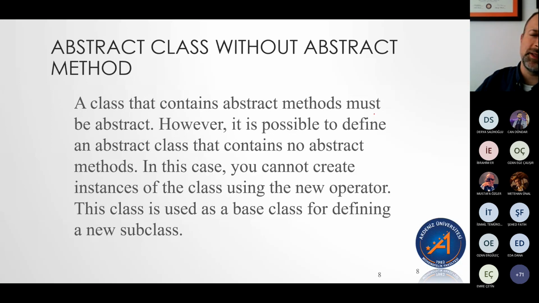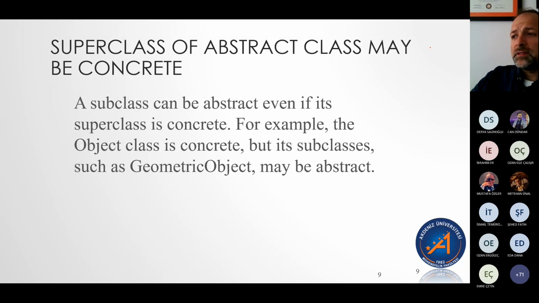That also comes back to the thing two slides ago, where if a child class doesn't implement the abstract methods of the parent, then it itself must be abstract as well. Okay. A child class can be abstract even if a superclass, its parent class, is concrete, is non-abstract.